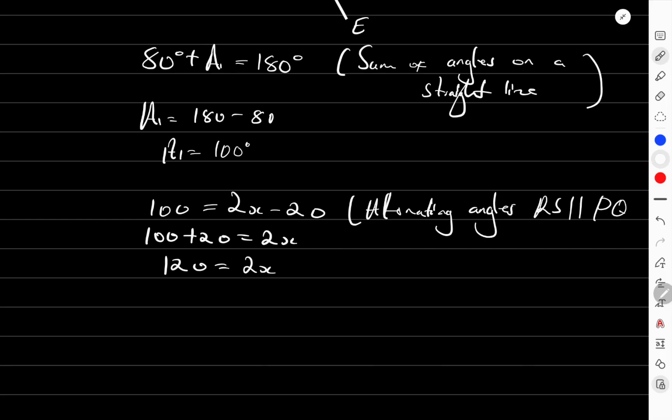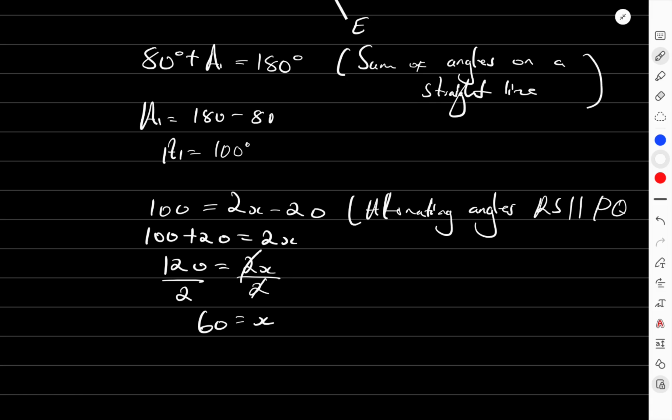2 and x are multiplying. Therefore I have to divide by 2. 2 and 2, I'll be left with x. What is 120 divided by 2? The value of x is 60 degrees. The value of x has to be 60 degrees.